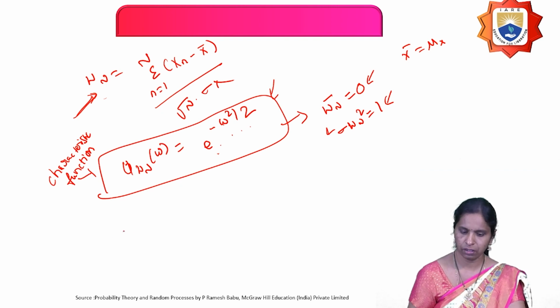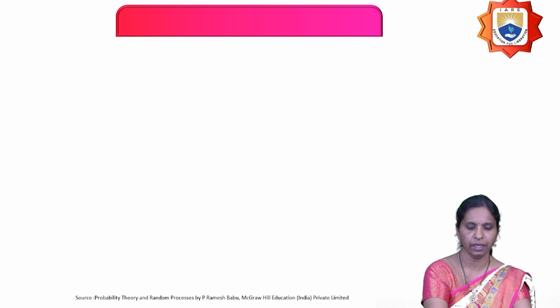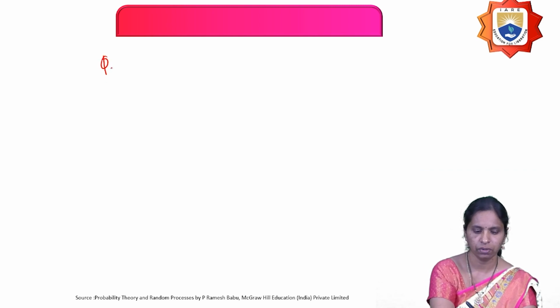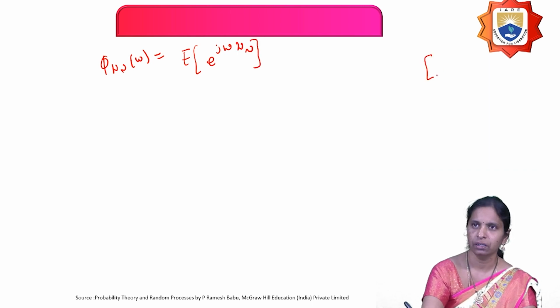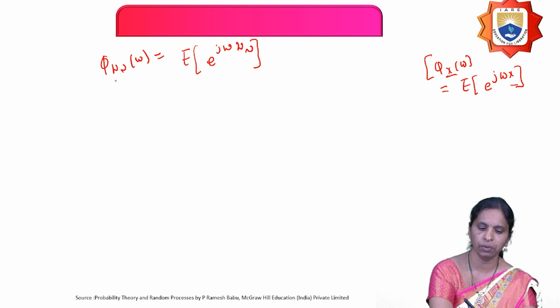So what is here? The characteristic function φ_Wn of omega. What is the characteristic function definition? Nothing but the expectation of e power j omega Wn. So already we know the characteristic function of a random variable x is φ_x of omega equals the expectation of e power j omega x. In place of x, the random variable here is Wn. Therefore replace x by Wn.